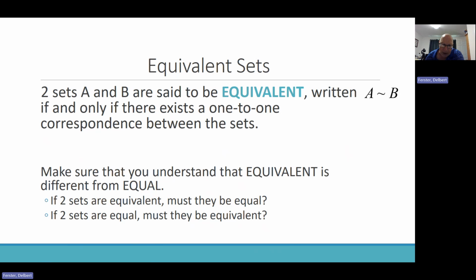Now catch these last two questions. If two sets are equivalent, must they be equal? No, they just have to have the same amount of elements. One set could list football players, and the other set could list numbers. They won't be equal, but they may contain the same amount of elements. If two sets are equal, must they be equivalent? Yes. If the two sets are equal, they contain the exact same elements, so they have the same number of elements. So if they're equivalent, they do not have to be equal. But if they are equal, they do have to be equivalent.